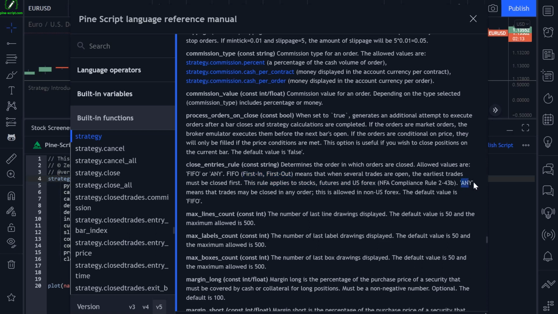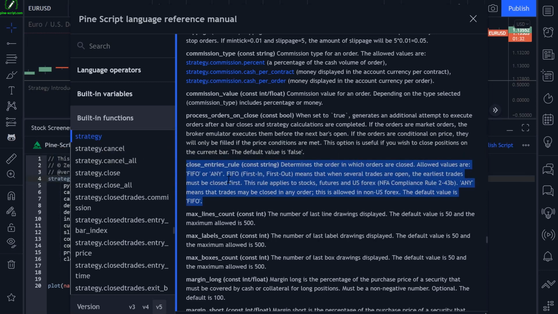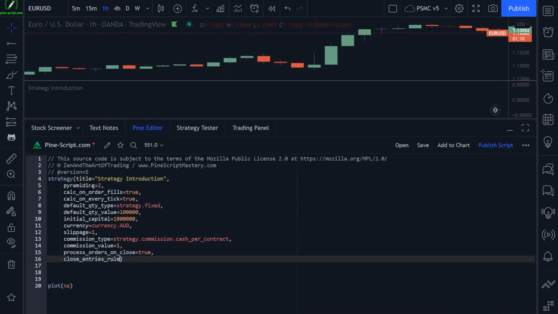But if you set it to any, then trades may be closed in any order. Apparently this is allowed in non-US Forex. The default value is FIFO, or first in, first out. This is not something I've ever played with in my own scripts because I don't use multiple positions per market. I usually only trade a one in, one out approach to keep things as simple as possible. All of my strategies, especially automated strategies or scripts I've written to help me trade strategies, use a one in, one out approach. If I'm discretionary trading, maybe I'd have multiple positions open on the same pair. But in my scripted trading, I don't use multiple orders, so this parameter is not something I've ever used before.